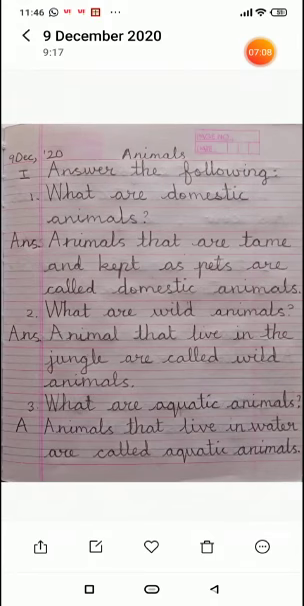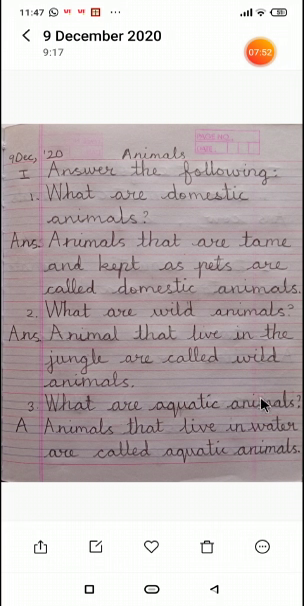this lesson here, and we have 3 questions. If you wish, you can leave a line after this answer, after the first answer. What are domestic animals? Animals that are tame and kept as pets are called domestic animals. But let me tell you, animals that live on farms are also domestic animals because they are useful for us. What are wild animals? Animals that live in the jungle are called wild animals. There has to be an S over here.